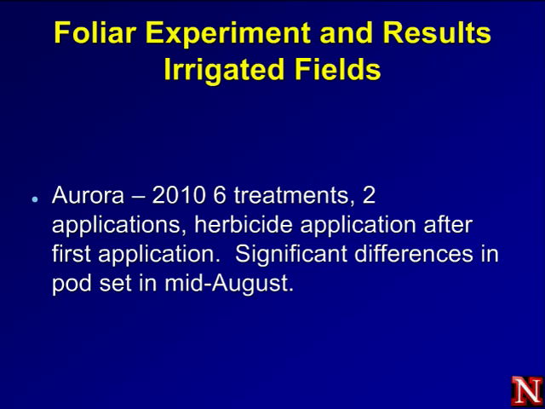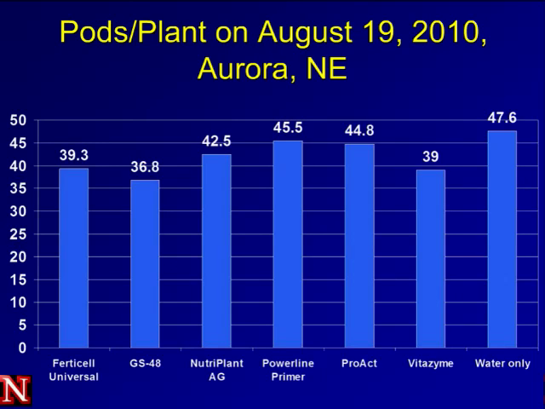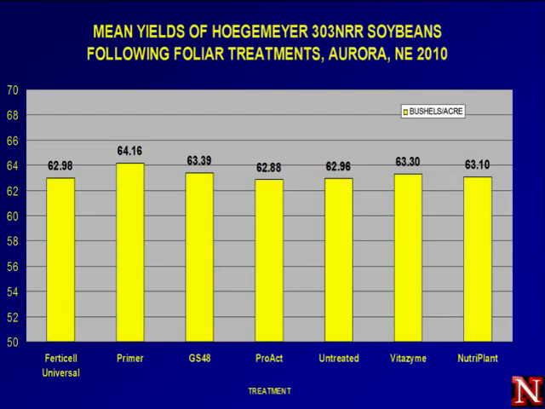As we looked at this, we saw significant differences in pod set in mid-August. When we looked at the pods per plant in this particular experiment, we were somewhat surprised to see the untreated check had the most pods per plant. It was significantly much more so than some of our other treatments that we had that were almost 10 pods a plant less. But when we looked at the yields of these soybeans, we saw basically all the treatments gave us about the same yield.